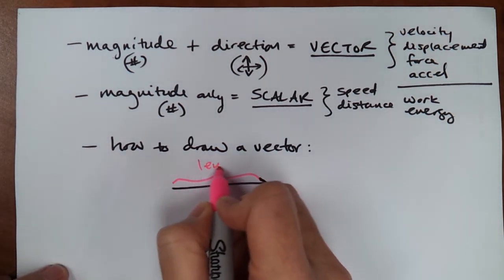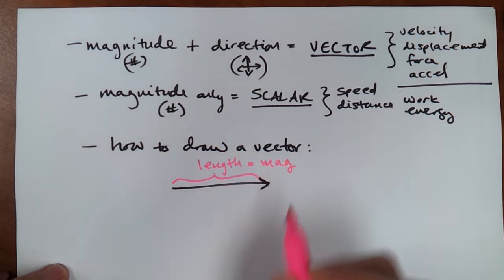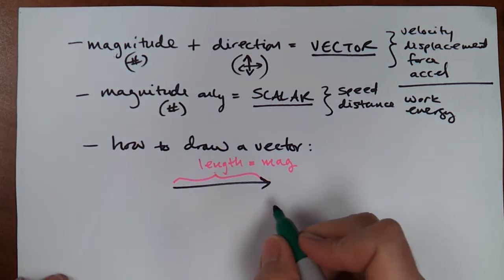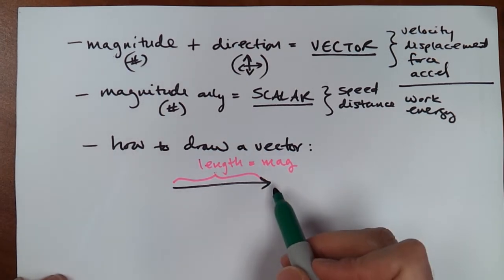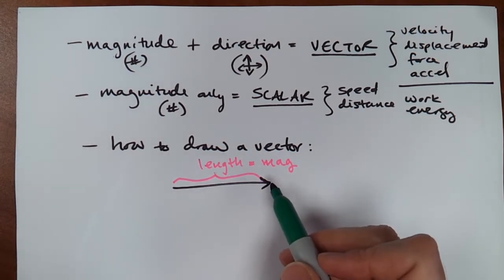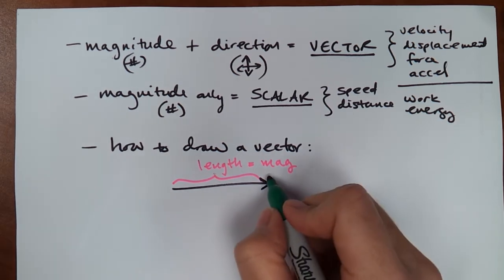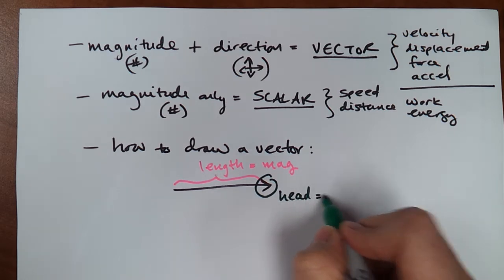That the length indicates the magnitude. So when we're looking at how we are setting up our vectors, and we have things that have different magnitudes or different numbers, then we need to draw them different lengths to basically show that different amount. And it needs to be proportional. The head is the direction.